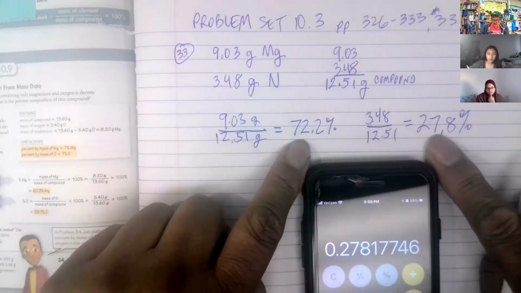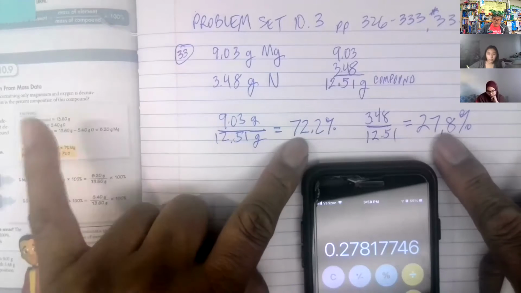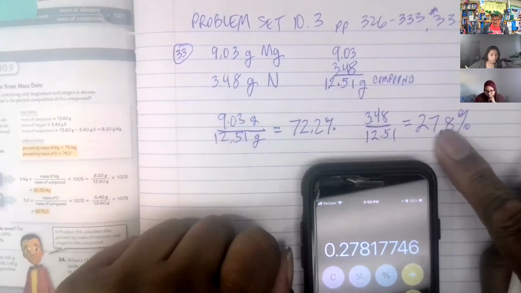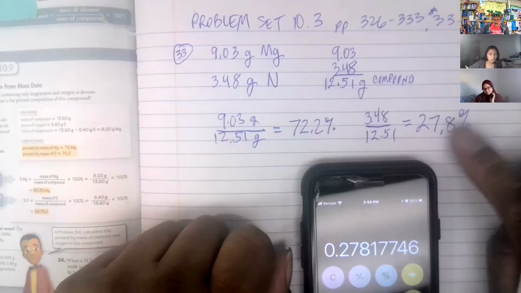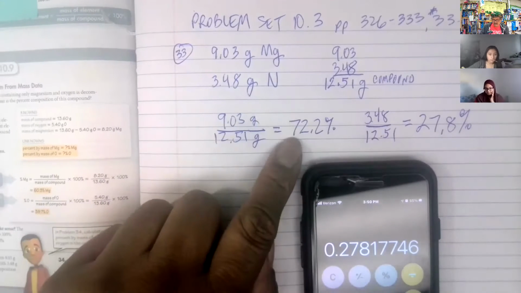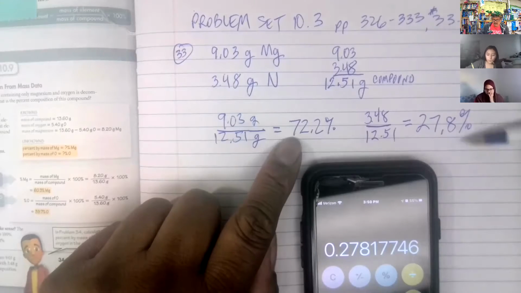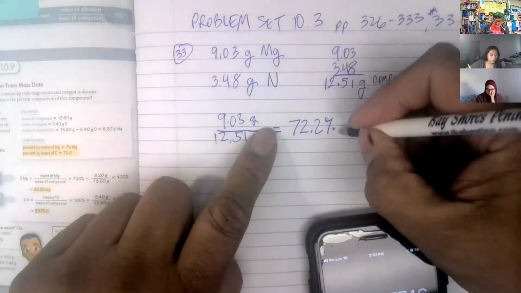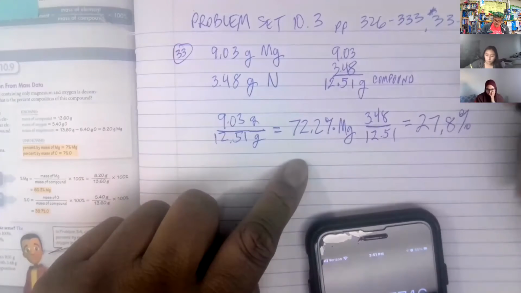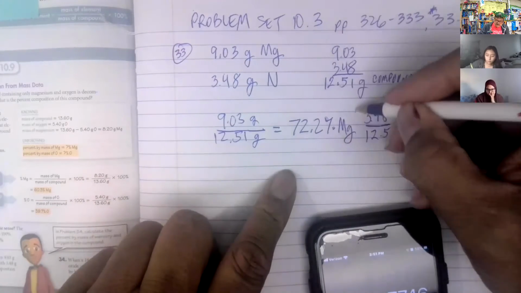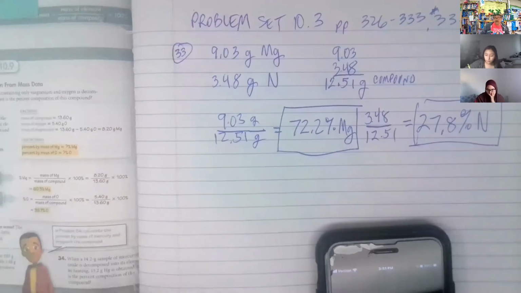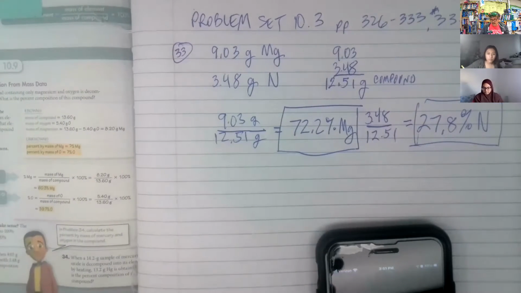And the shortcut the other way that we did on the sample problem over here, 100 minus 72 is that. So if you didn't want to do this part, you could have done 100 minus 72.2. We'll give you 27.8. What is this one? This was magnesium. And then this is nitrogen. So box your answer. Show your work. Ta-da, number 33. Check that off.